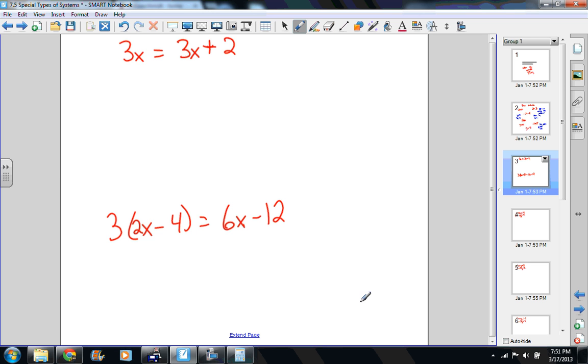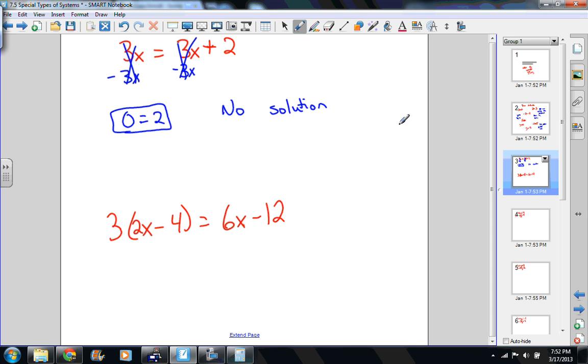Okay, let's look at this top one here. These are separate. I'm going to just solve for x. So I'm going to subtract 3x from both sides. And all of a sudden, the x's went away on both sides. And so I'm left with 0 equals 2. Well, that's a false statement, so there's no solution. Or this line and this line are parallel to each other.